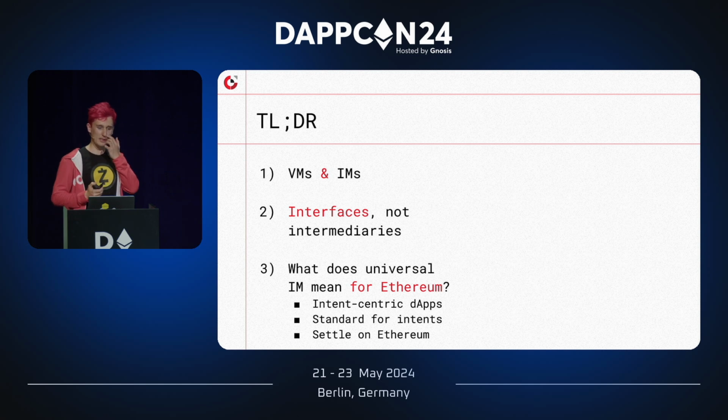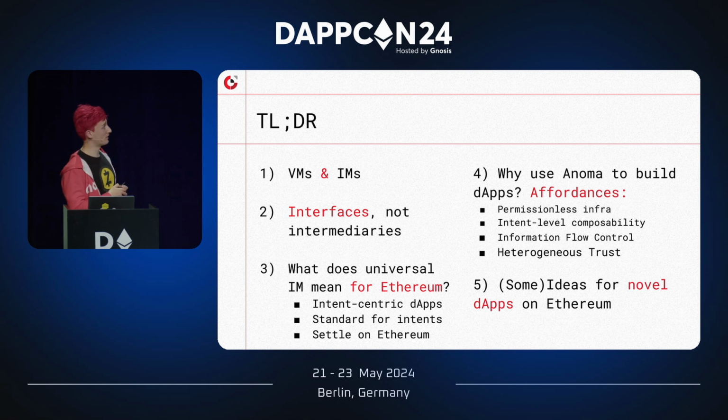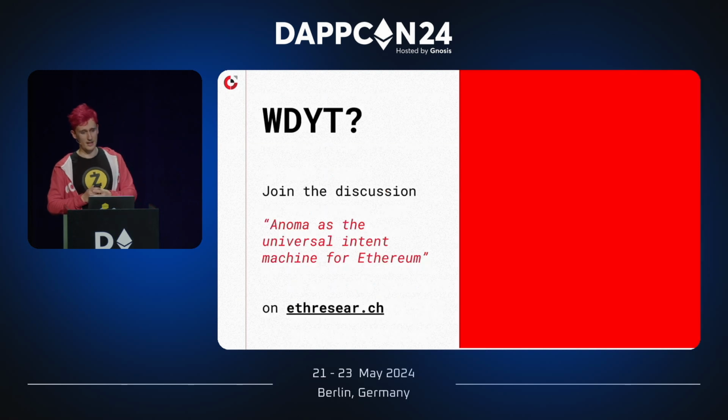Yeah, what does the universal intent machine mean for Ethereum? Well, we get intent-centric dApps, we get a bunch of standards for intents, and we get the capability to settle everything on Ethereum. I went through the affordances that Anoma actually built, from permissionless infrastructure to intent-level composability, a bunch of things around information flow control, as well as heterogeneous trust assumptions. And lastly, if you want to chat about more novel ideas of what we can build in this new architecture, find me afterwards.